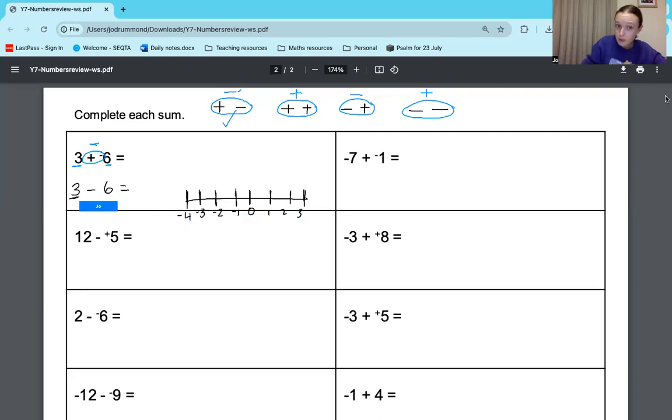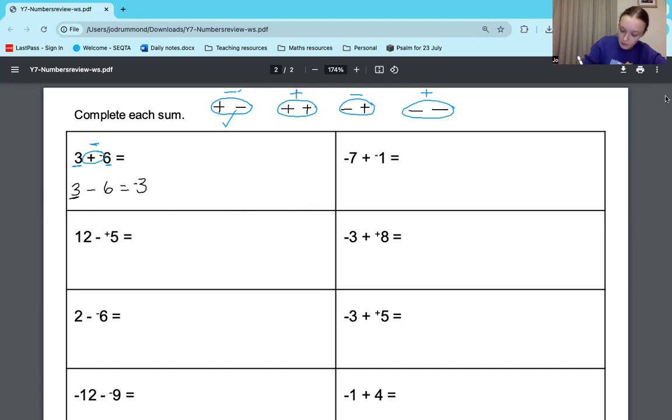I start at 3, and then I'm minusing 6. When I minus, I go down or to the left by 6 because I'm taking away 6. 1, 2, 3, 4, 5, 6. I end up at -3. There's my answer. Okay. Let's have a go at doing the next one.